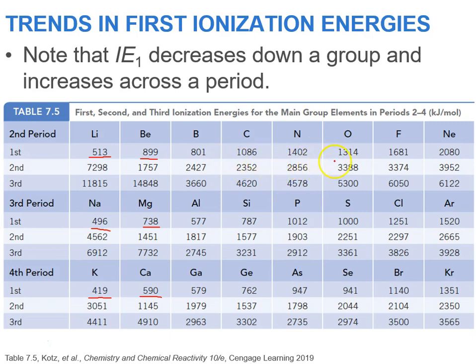Okay, here's another exception: 1086, 1402, 1314, 1681, 2080 kilojoules per mole. So there are a couple of exceptions, but in general, as you go across the period, the ionization energy gets larger. Here, in the second period, these are 2s electrons, and these are 2p electrons. You're in the same value of n but adding protons, so the effective nuclear charge is increasing. So as you go across, it gets more and more difficult for that last electron to be removed.